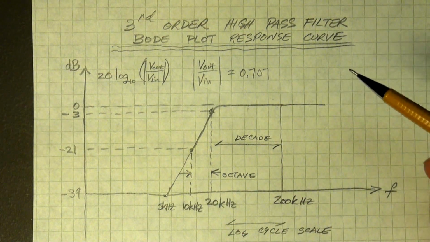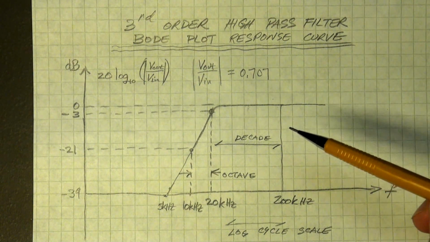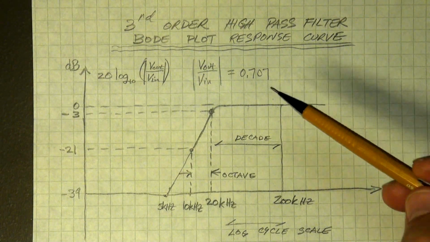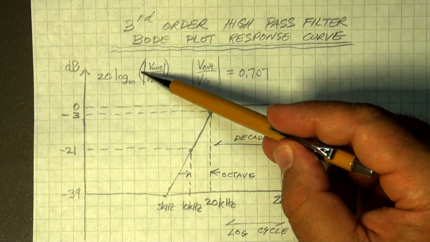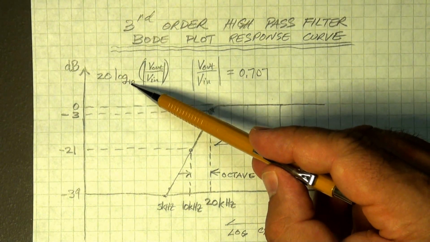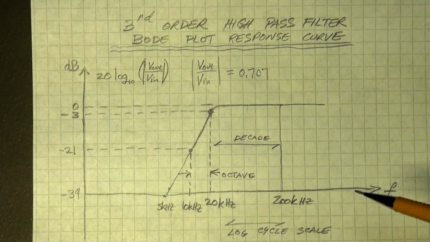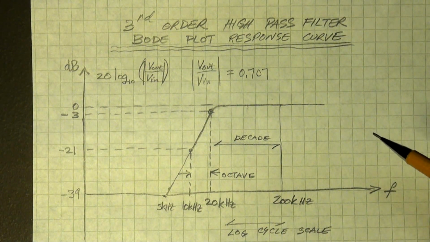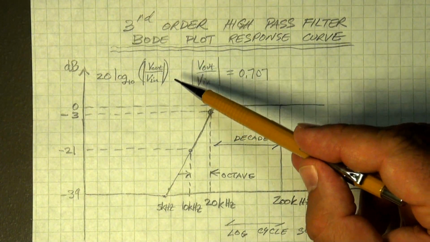Well, what is a decibel? Well, a decibel is a unit of sound measurement. It's a relative measure. In this case, the relative quantities being the ratio of the output voltage to the input voltage. If I take the absolute value of that, take the base 10 log and multiply by 20, the result is the change in decibels of output versus input.